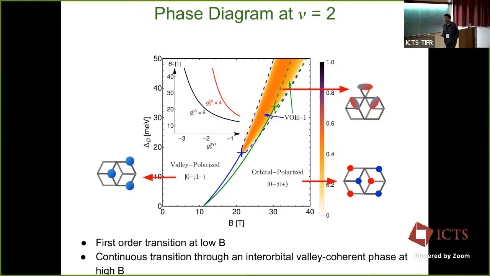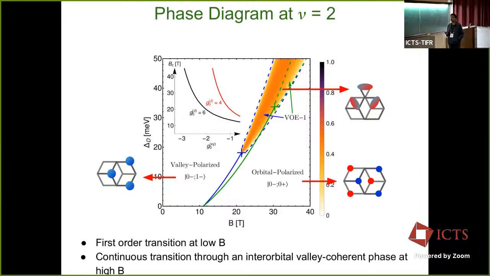So focus just on, let's say, the blue line here. The solid line denotes a first order transition between a layer unpolarized phase and a layer polarized phase or a valley polarized phase. Within our model, what we find is that this first order line ends at some magnetic field which depends on the parameters, and then it gives way to a continuous phase transition.